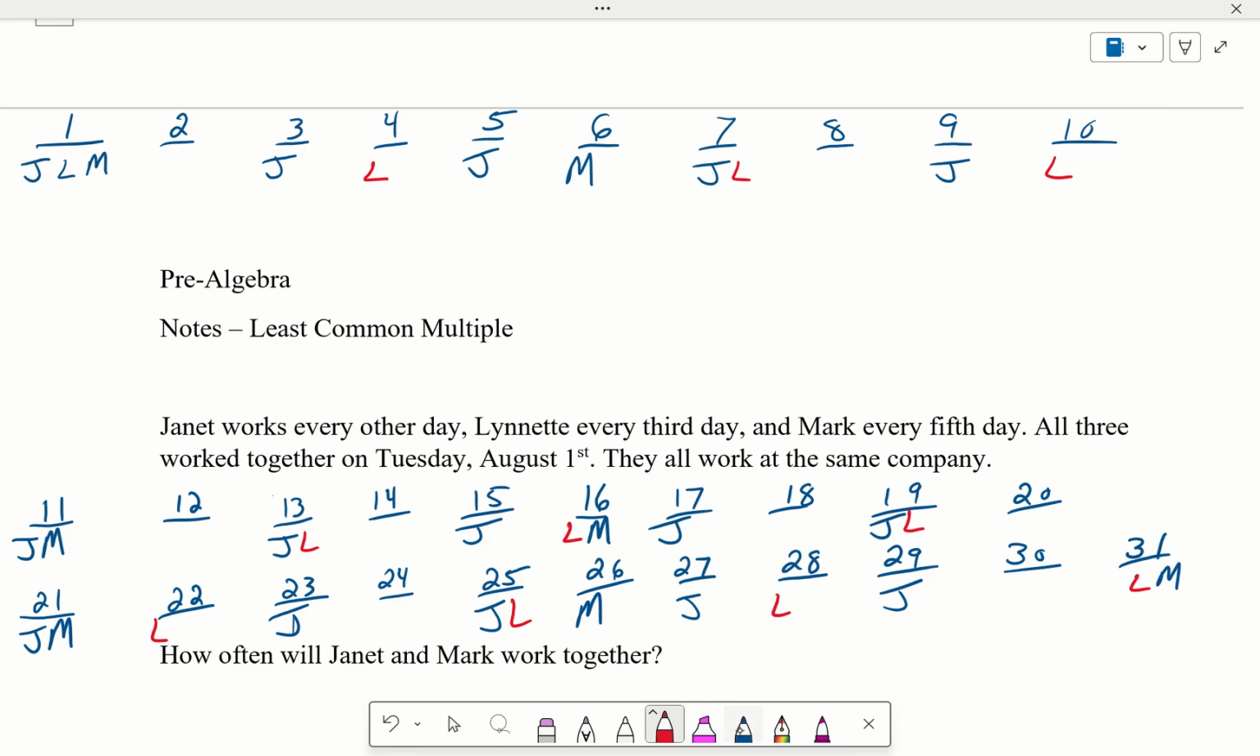I missed something when I went through with Janet. I did not do, she worked on the 31st, but she did. She worked on the 1st, the 3rd, the 5th, every odd day, right? 29th. Didn't work the 30th, but she did work on the 31st. So there you go. Put Janet in there at the 31st as well.